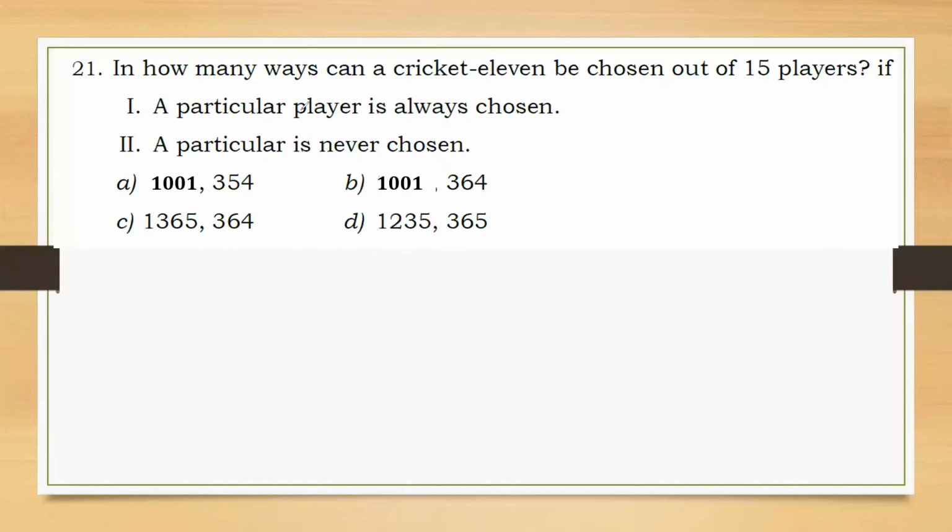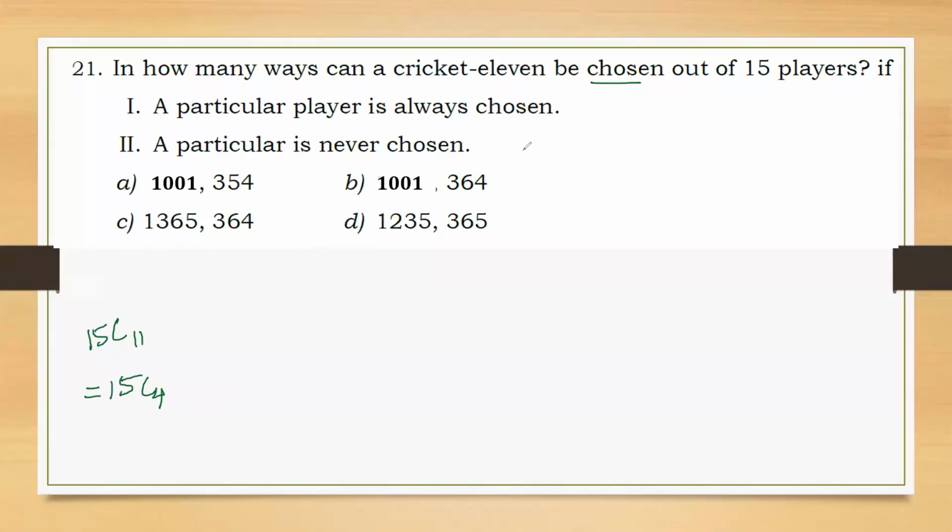Okay. In how many ways can a cricket 11 be chosen out of 15 players? This is the question here. Selection, right? Out of 15, we are going to select 11. If there is no condition, you can write 15C11, or else it is equal to 15C4. But here they have given some condition. First, a particular player is always chosen.